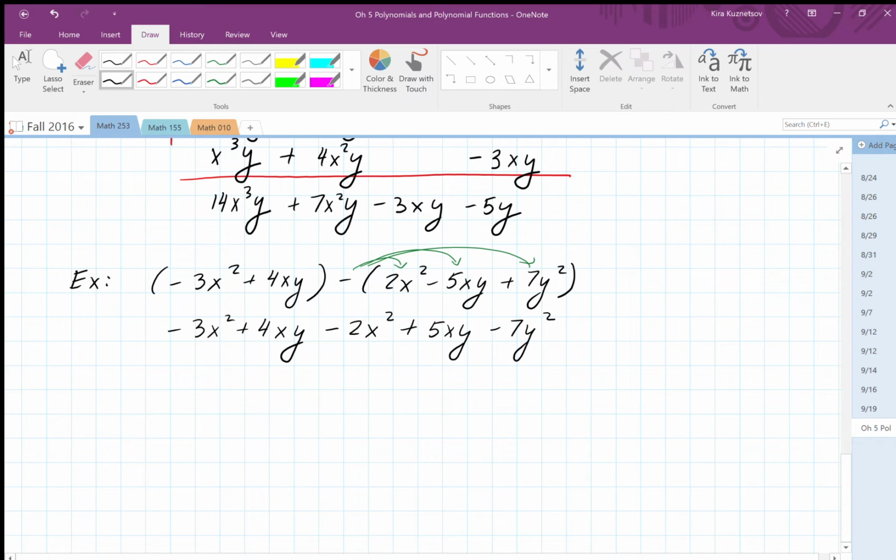You collect like terms in a similar fashion. So the x squares are put together with x squares, xy together with xy, and the y squared is all by itself. So negative 3x squared and another negative 2x squared, you end up with a negative 5x squared. A 4xy plus another 5xy, that's a positive 9xy. And then you have your negative 7y squared.